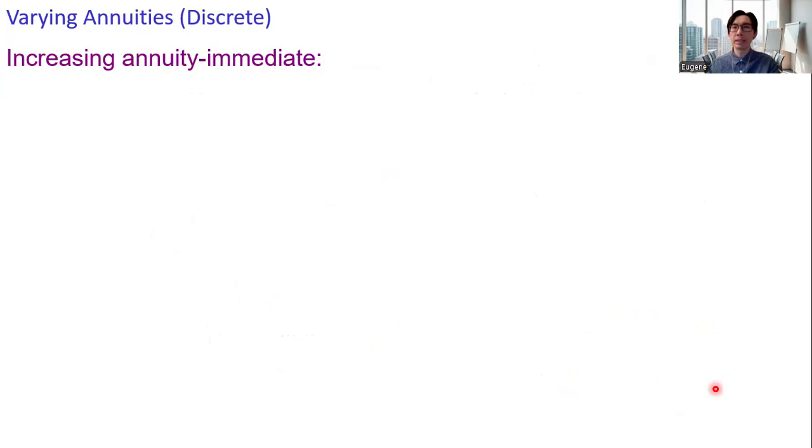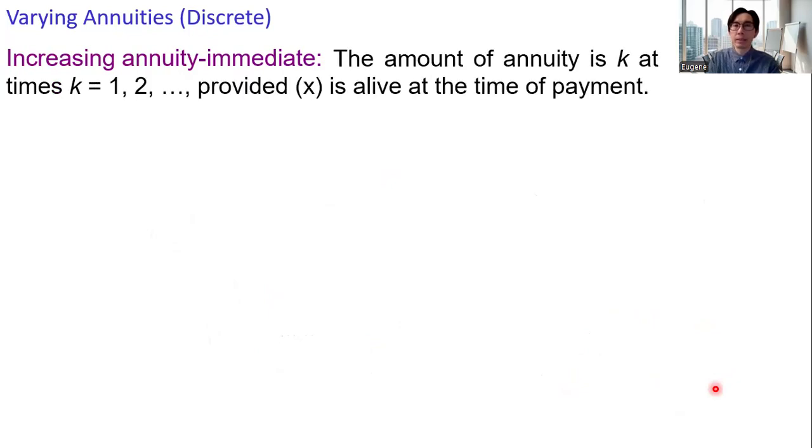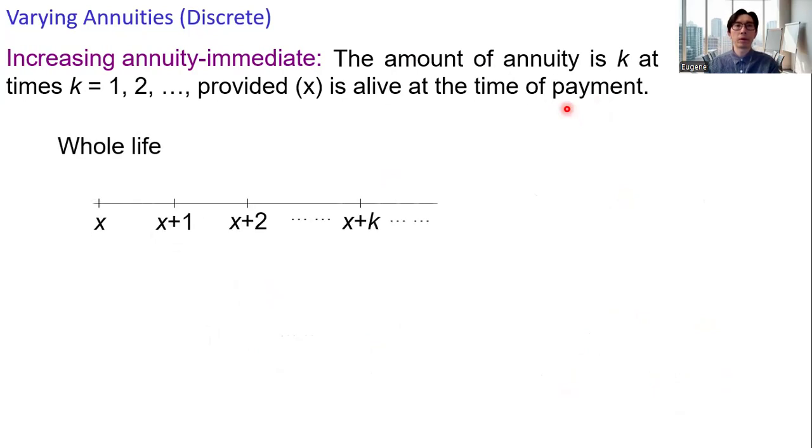For increasing annuity immediate, similar pattern. The annuity amount is k at time k. For whole life annuity immediate, we have the payment pattern. The notation, IAx. This equals the summation of the product of the present value factor nu to the power k times k, and then times the survival probability kpx.